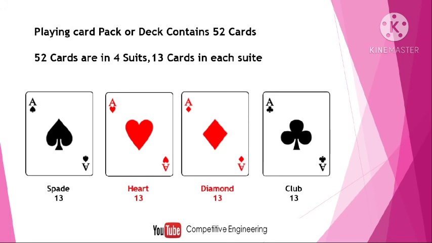So what we can conclude: for 52 cards, 4 suits, 13 cards in each suit. So there are a total of 26 black cards and 26 red cards. Okay, so now we are going into detail about suits.